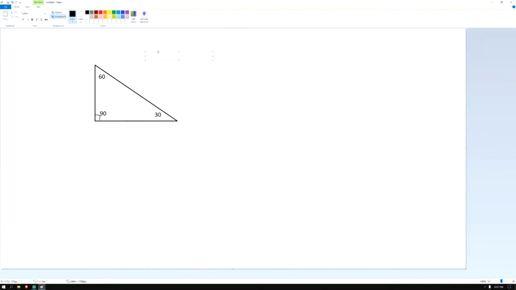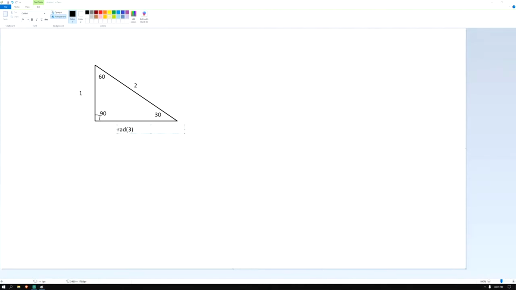I need to put the sides on. This is 2. This is 1. This is radical 3. Just to clarify, when I say rad 3, that means you take the square root of 3. You know that's the same thing, right?